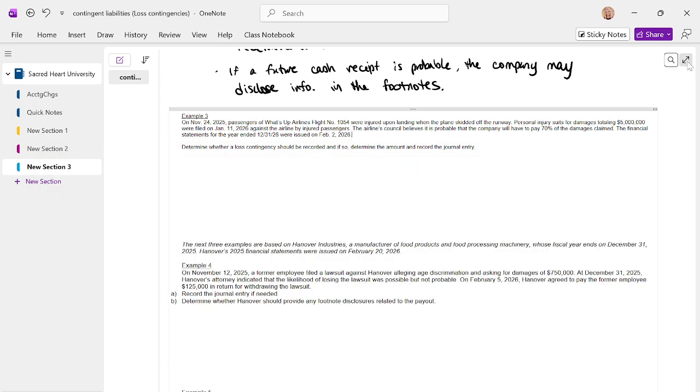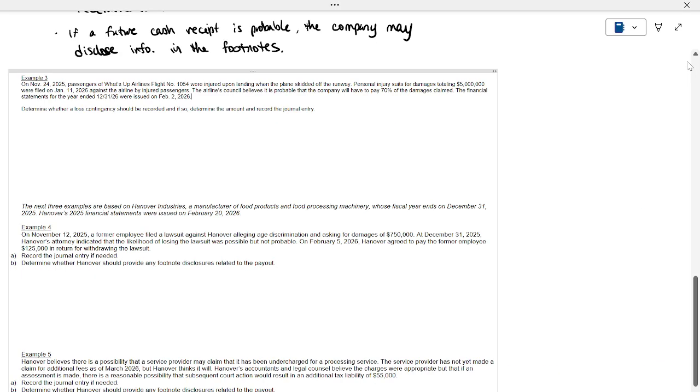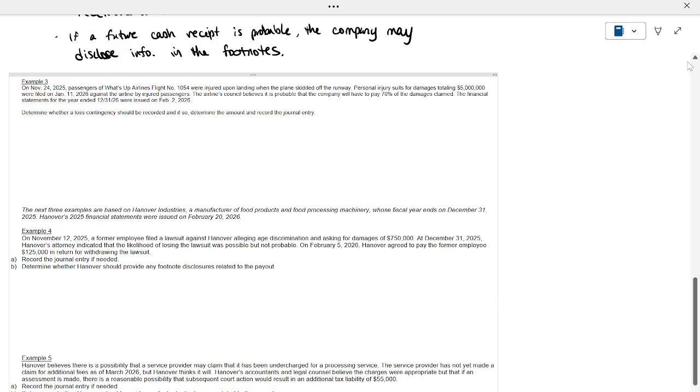Let's look at a few examples of loss and perhaps gain contingencies. Example 3: on November 24th, 2025, passengers of What's Up Airlines, flight number 1054, were injured upon landing when the plane skidded off the runway.